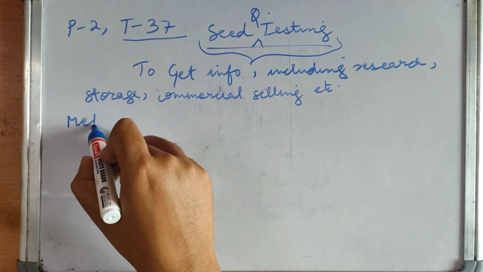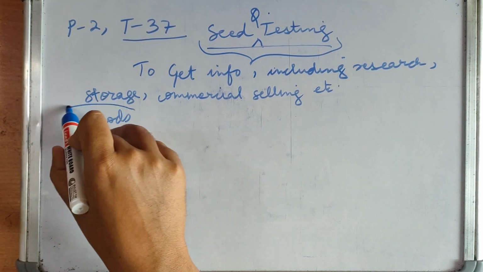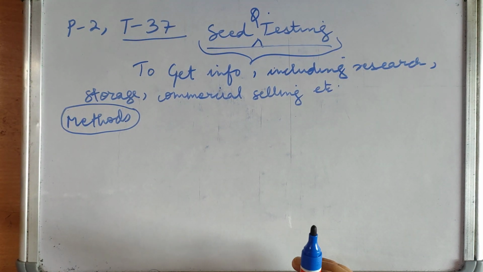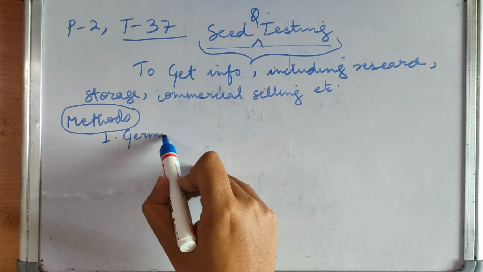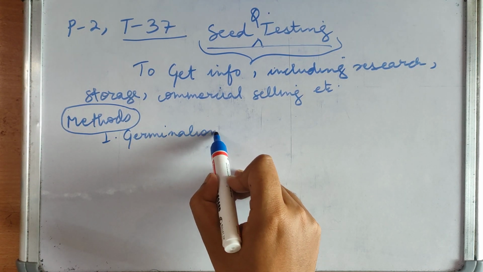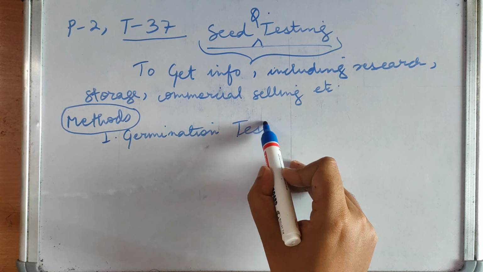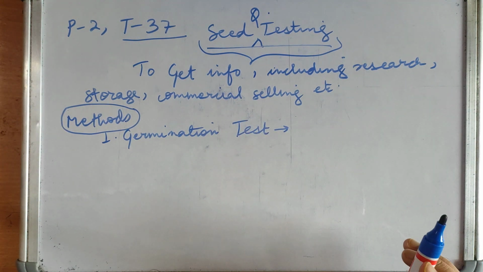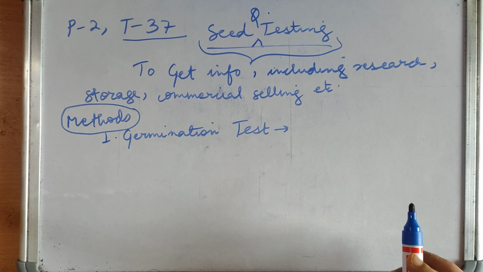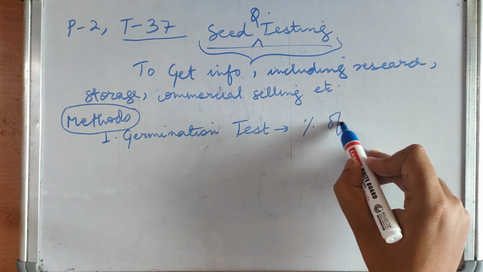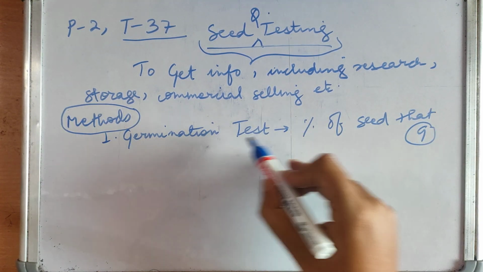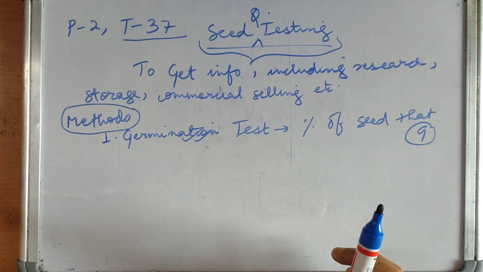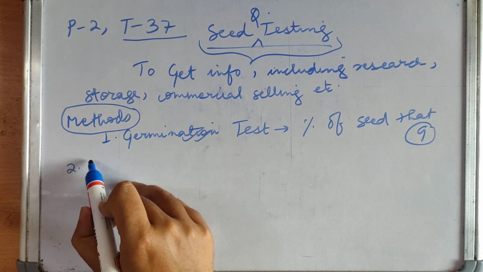Now what are the methods? First one is the germination test. Here we report the percentage of seed that germinated. Second one is the viability test.